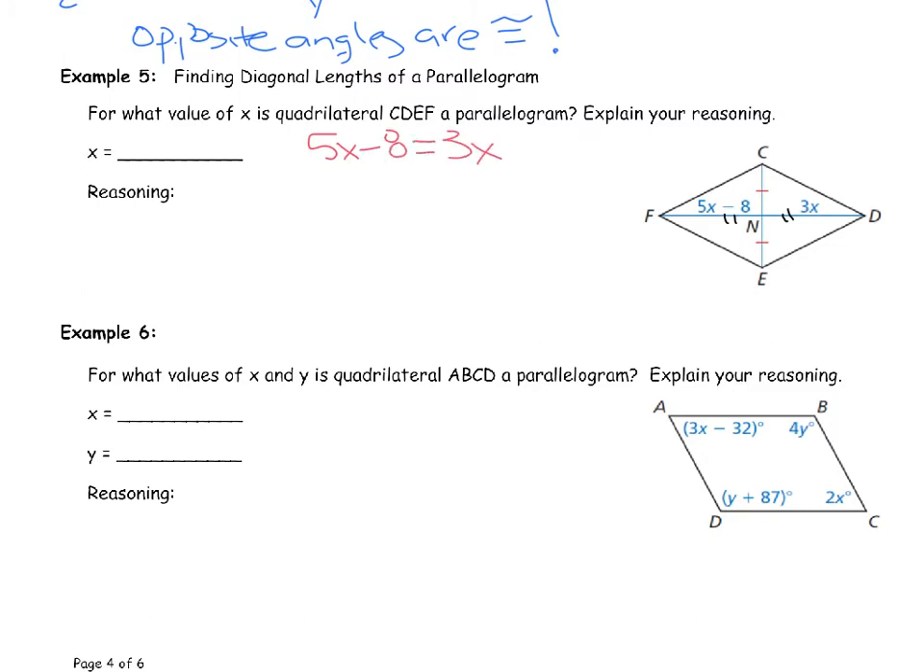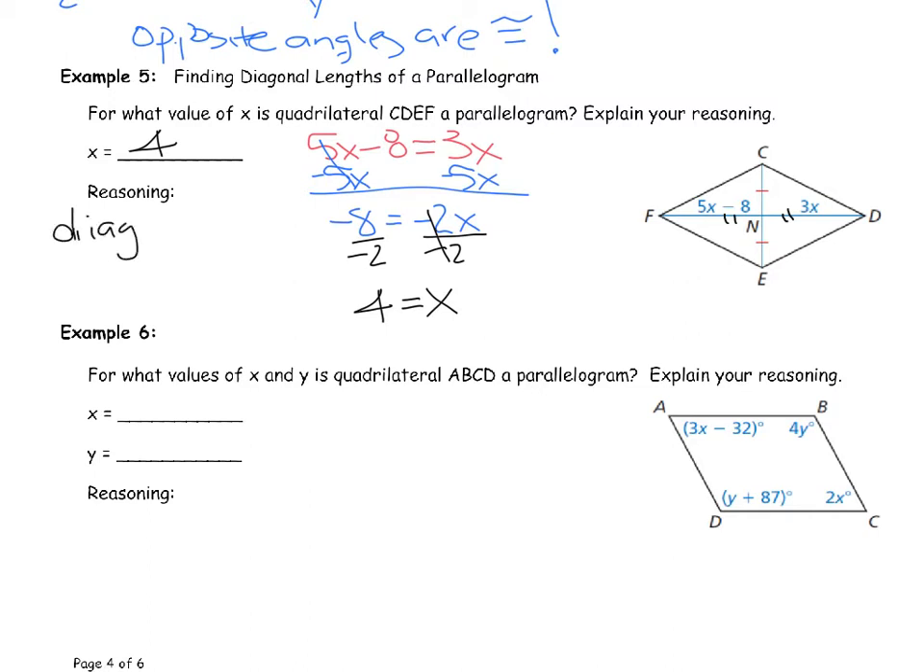Okay, so to mathematically figure out the value of x, we're going to simply take 5x minus 8 and make it equal to 3x. All right, I'm going to subtract 5x from both sides. We get negative 8 equals negative 2x. Last step is going to be to divide both sides by negative 2. We get positive 4 equals x. So we know that x is 4. The reasoning here is that diagonals are bisected.